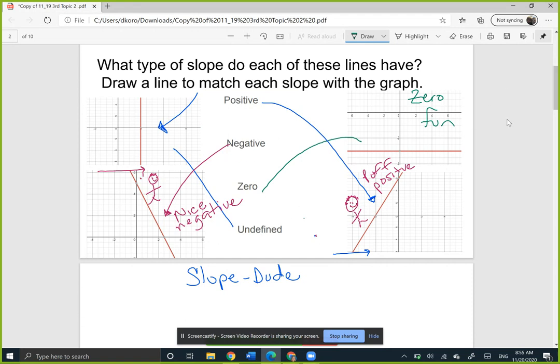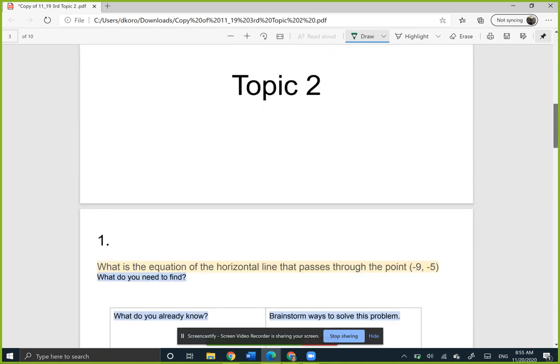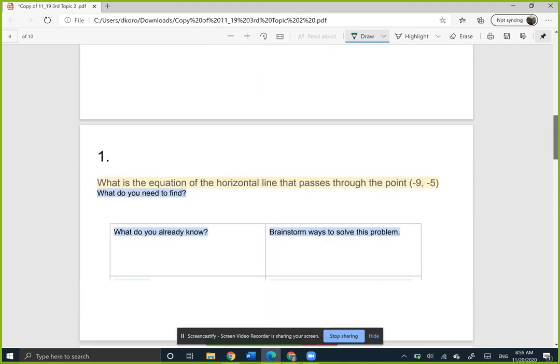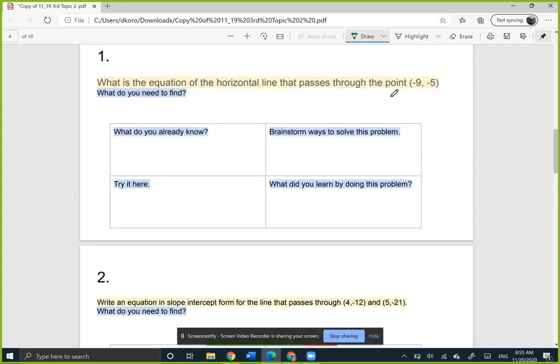All right. There's other ways we can figure that out too, but that's a good way just to remember for right now. So topic 2. Number 1 says, what is the equation of the horizontal line that passes through the point -1, -5?